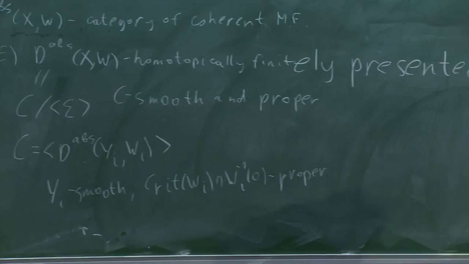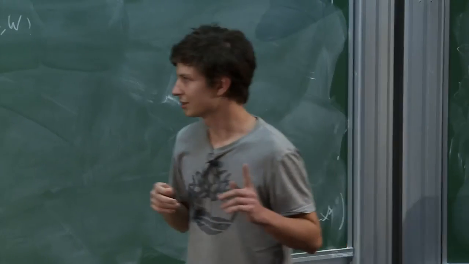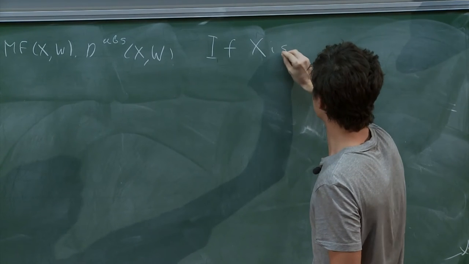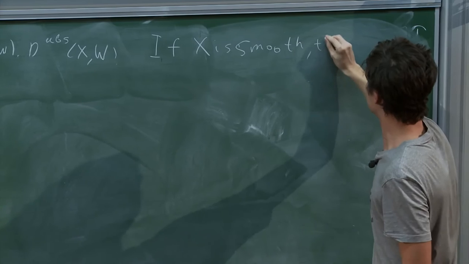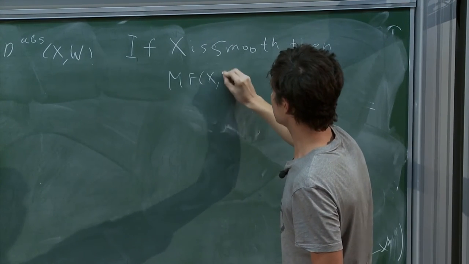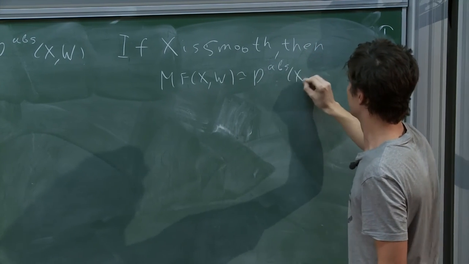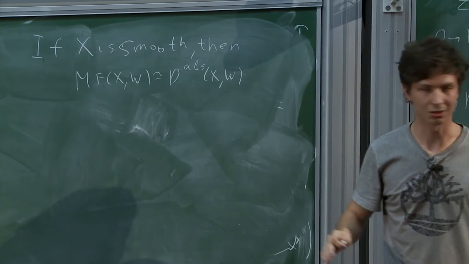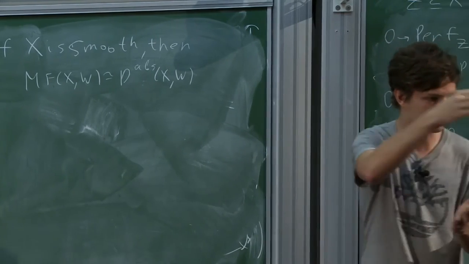So because of smoothness, I can replace this D absolute by matrix factorization. Yeah, you're right, I should mention it, yes. If X is smooth, then these categories are equivalent. And I don't need idempotence to make this happen. You just take a resolution by factorizations in an abelian category and then take the convolution.